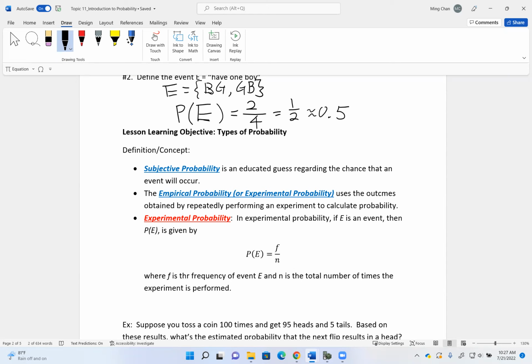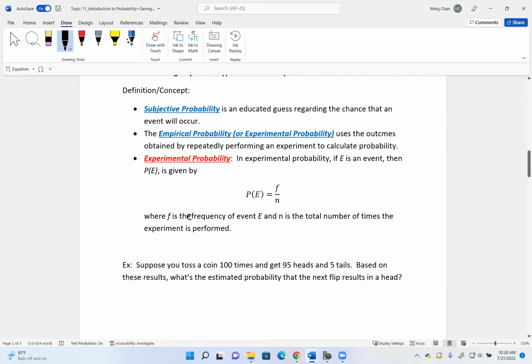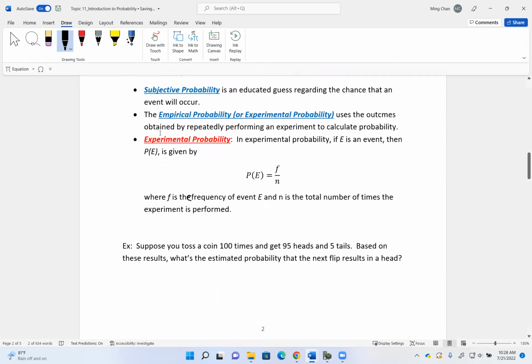Experimental probability is given as follows: if E is an event, then the probability of the event is given by F over N. F is the frequency that the event E occurs. N is the total number of times the experiment is performed. So we go by the frequency divided by the total number of times the experiment is performed.